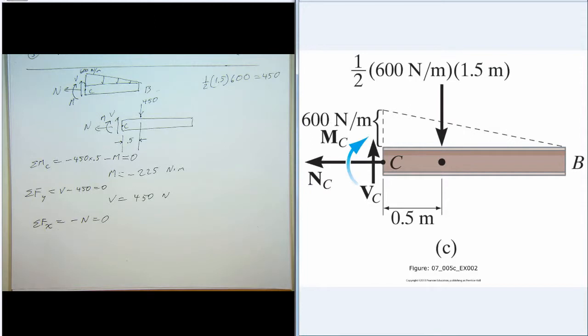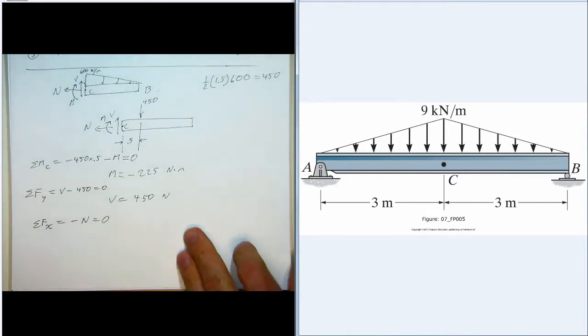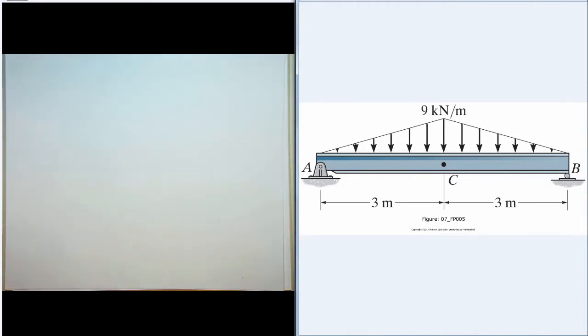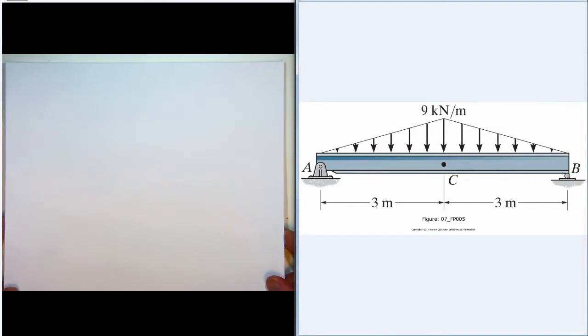And here's just the better drawings of that problem. Okay, so here is fundamental problem 7.5. And again, we want to find the internal loadings at point C. So for this problem, because we can't make a section without the reaction forces, either at A or B, we'll have to solve for those first.